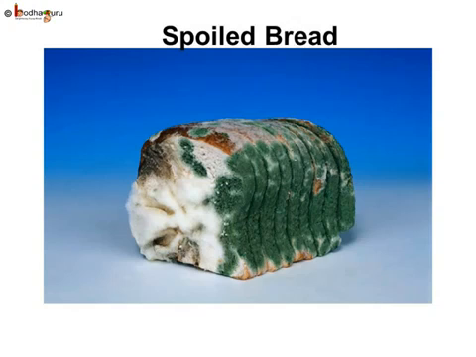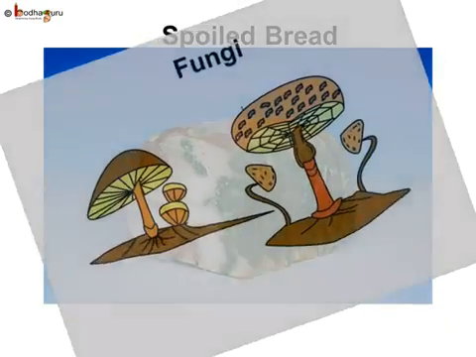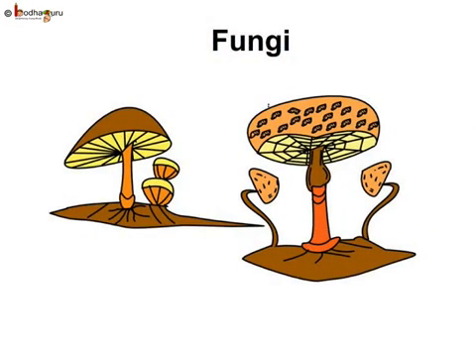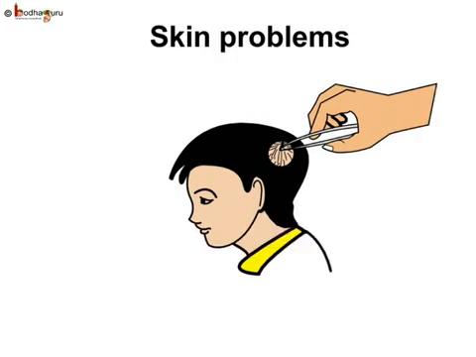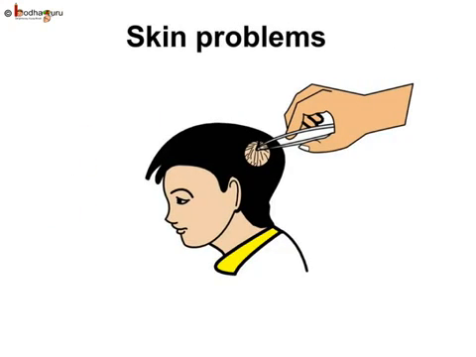Oh, what is that? Who spoiled that bread? This is fungus. Fungi are the third kind of microbes. Fungi are non-green plants. They depend on other living or dead organisms. The most common is mushroom. Fungi not only rot our food but cause different types of skin problems such as ringworm. The hair dandruff is also caused by fungi.